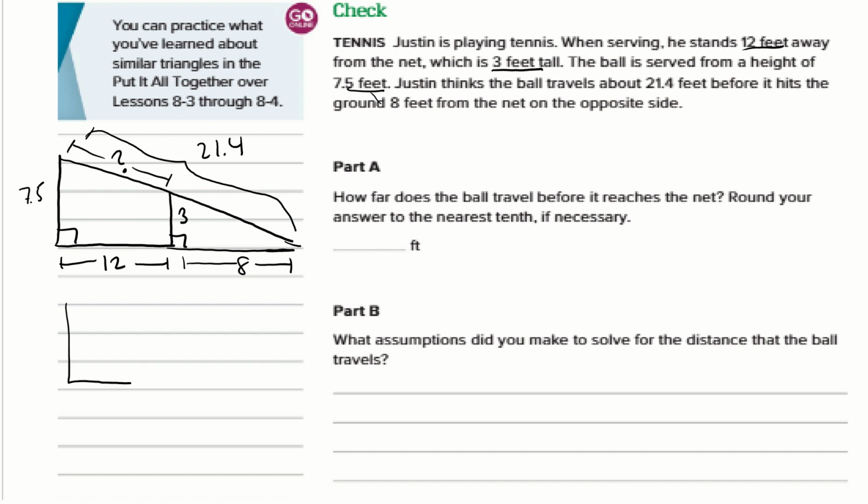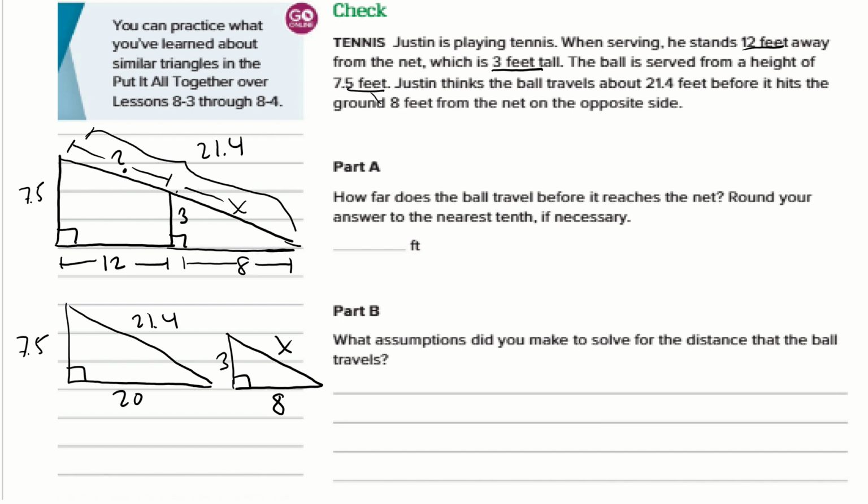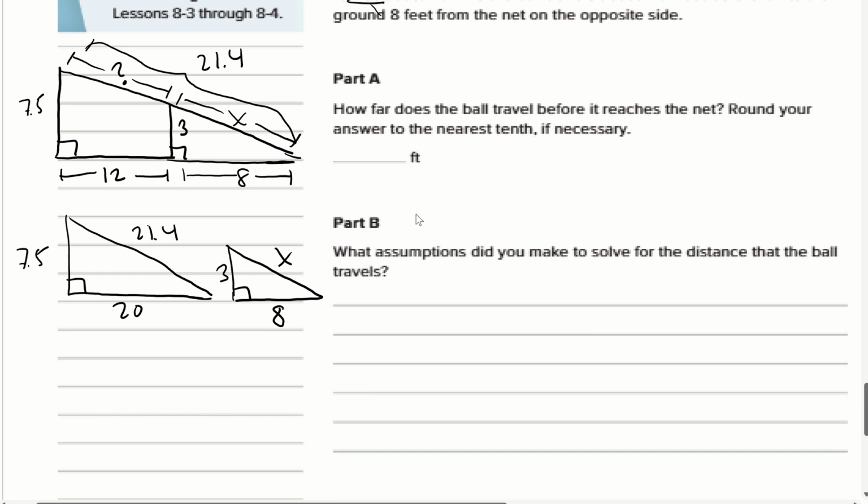So if I look at this big one, it is 7.5 and 20, and it's 21.4. This small one is 3, 8, and then we'll call this x. Okay, so we'll call this part x. All right, so once we set up similar triangles and we solve for x, we can get this question mark because once we know that x is, for example, 10, then we can subtract that from 21.4 and get our answer. All right, so how far does the ball travel before it reaches the net? So we'll be able to answer part A.